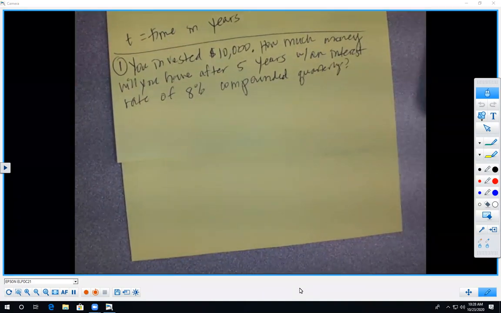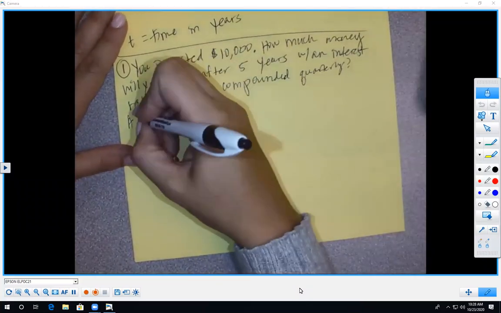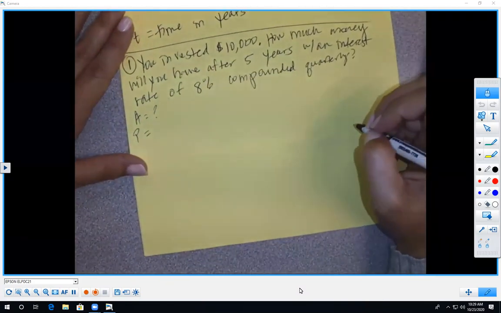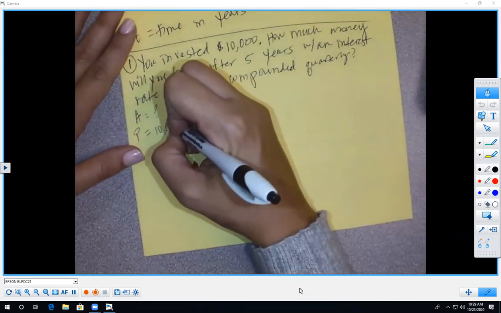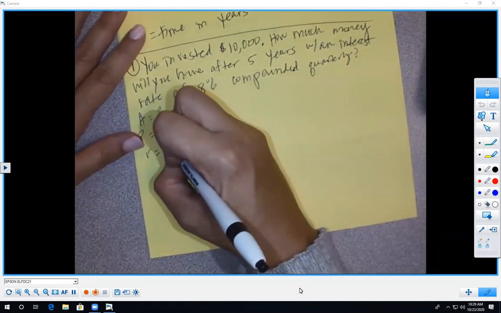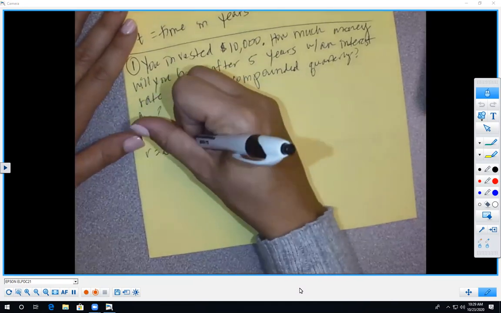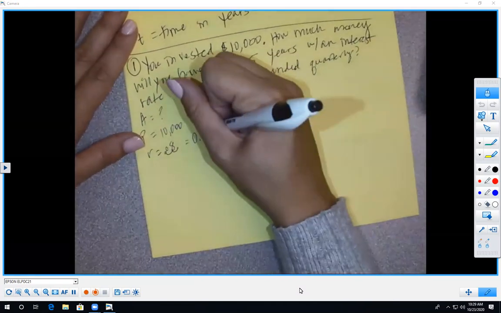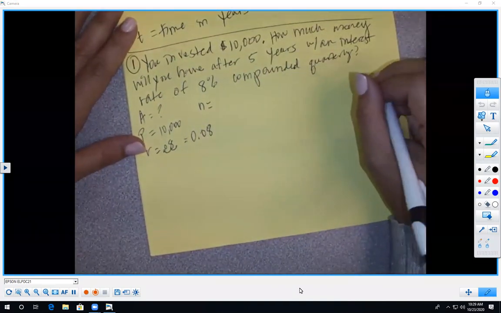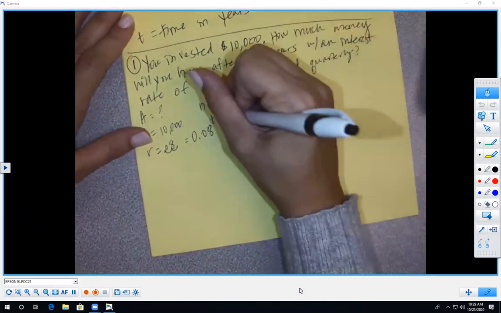Okay, so I'm going to use that formula. My A value, do I know the final amount? No, that's what I'm looking for, right? P, do I know the principal, the amount you put in? $10,000. Do I know r, the rate? 8%. I need to turn 8 into a decimal. Yeah, move it over to the left 2 times, so it's 0.08. Do I know my n, the number of times compounded per year? Quarterly tells me 4, and t, the number of years, is 5.